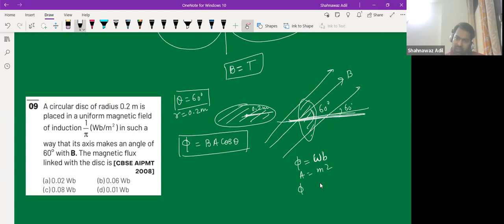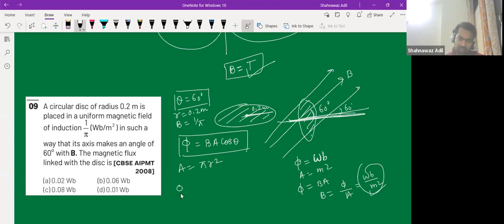So if I try to find out the unit of magnetic field, that would be phi by A, so this is Weber per meter square. I can write either Tesla or write it this way also. The magnetic field is given as 1 by pi, all in SI units. We have to find the magnetic flux, and to find it we require the area. The area of this disk would be pi r square.